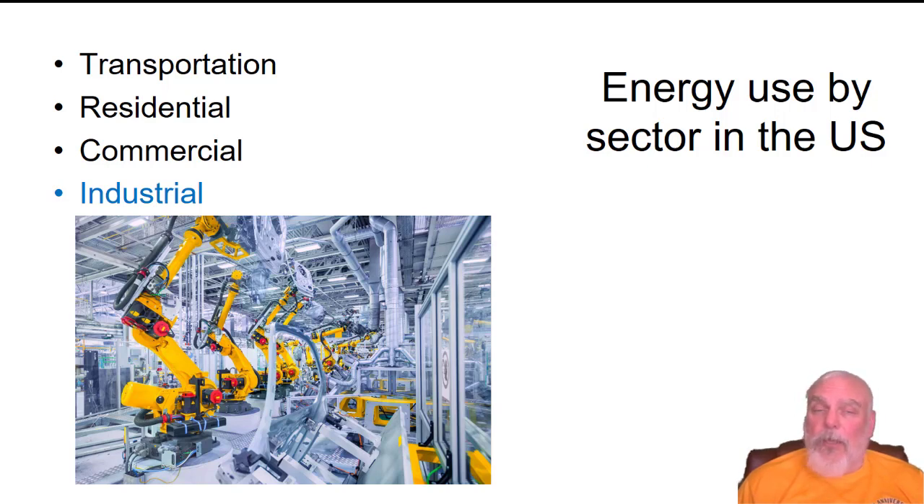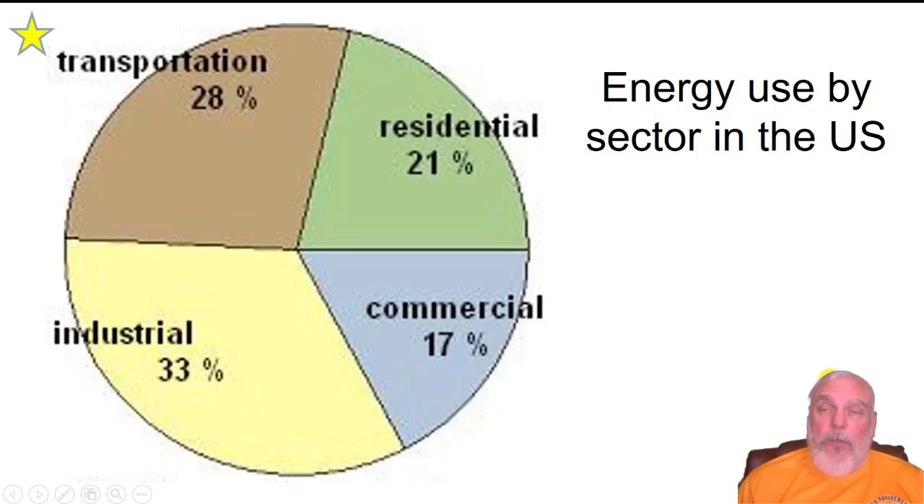So let's take a look at what area uses the most energy. Do you think it's going to be transportation? Do you think it's going to be residential, commercial, or industrial? Well, here's a graph that shows you that. Now, the number one energy use in the United States is going to be industrial. And then after that, you're going to go with transportation, residential, and then commercial. Go ahead and draw this quick graph in your notes.